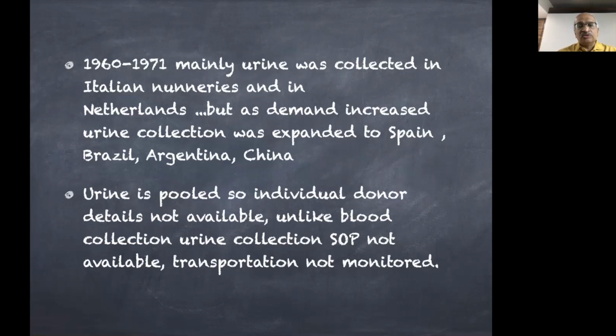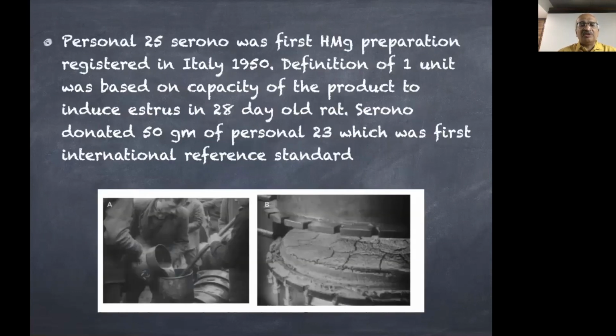Urine was pooled, so individual donor details were just not available to us. Just a health questionnaire was submitted by every donor, but that questionnaire was never available to the end user, that is, the gynecologist. Unlike blood collection, there are no SOPs available for urine collection. So it was just pooled urine of the nunnery which was used. Even the transportation of the urine from, let's say, the nunnery to the laboratory was not monitored. So there were a lot of lacunae in the whole process of urine collection and purification.